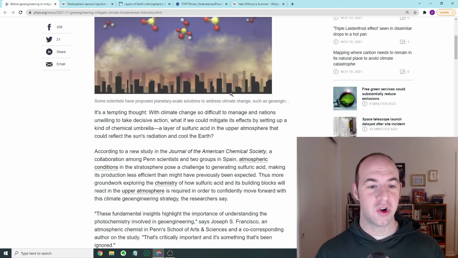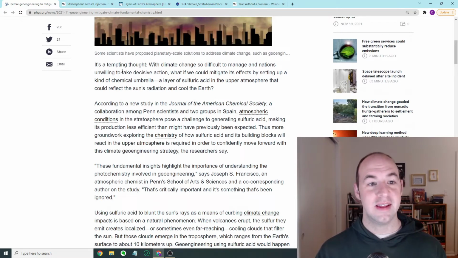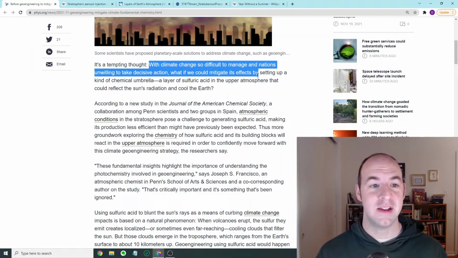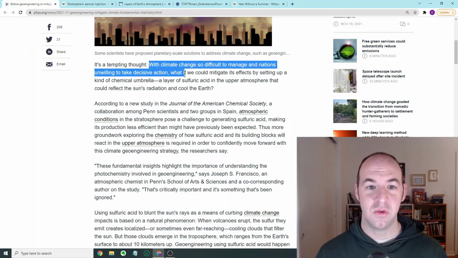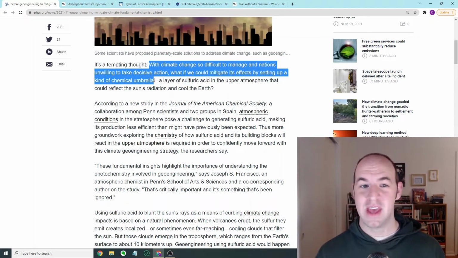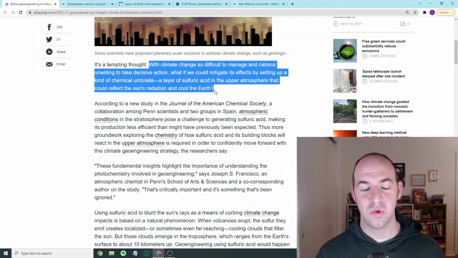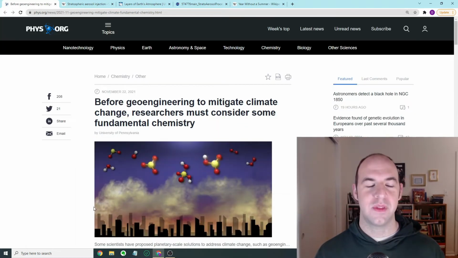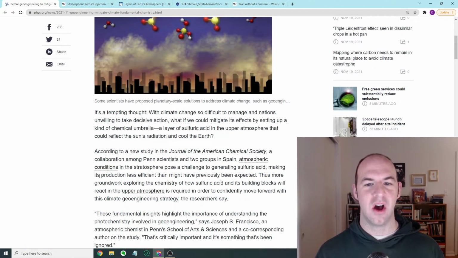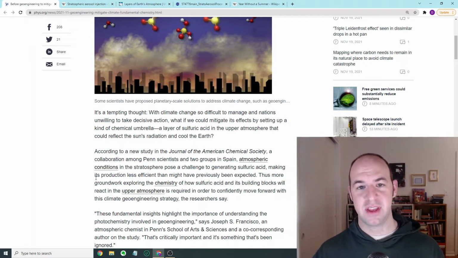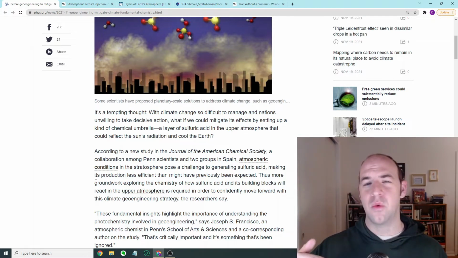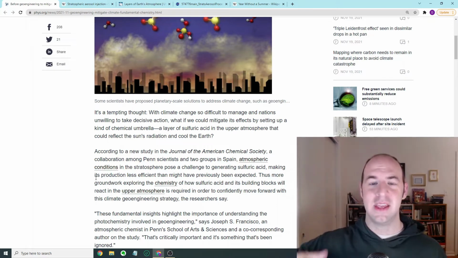And that gets us to the original article we were talking about. So it says, "It's a tempting thought. With climate change so difficult to manage, and nations unwilling to take decisive action, what if we could mitigate its effects by setting up a kind of chemical umbrella, a layer of sulfuric acid in the upper atmosphere that would reflect the sun's radiation and cool the Earth? What could possibly go wrong, right?" What this article is basically pointing out is that although we do have a pretty good understanding, for instance, of how sulfur dioxide releases into the troposphere play out in terms of atmospheric chemistry, things are not as clear as what would happen if we directly released them into the stratosphere.